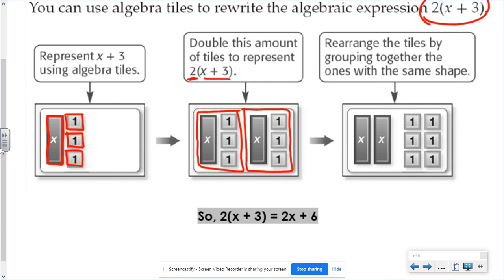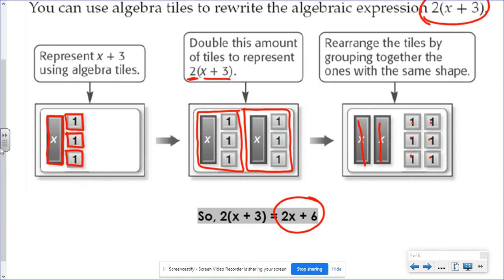Well, I could simplify that by putting my x's together and putting my constants, my regular numbers, those little squares, together. So instead of having this as 2 separate sets of x plus 3, I could have my 2 x's, and then I could have 1, 2, 3, and then another 1, 2, 3. And if I clean that all up, that's what I get, is 2x plus 6 from the tiles.